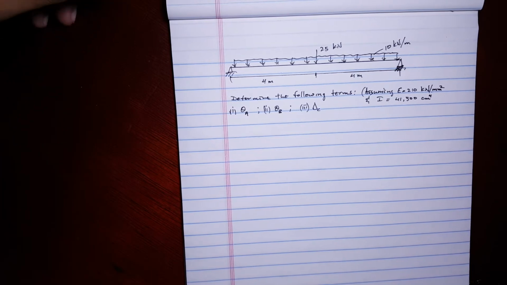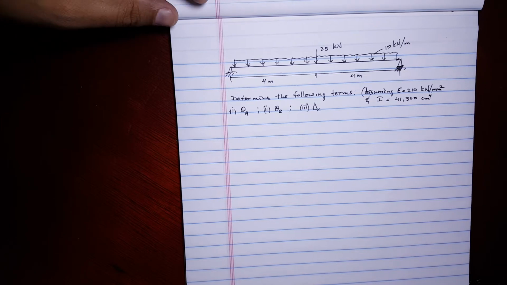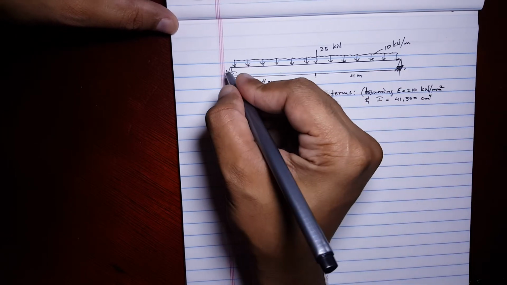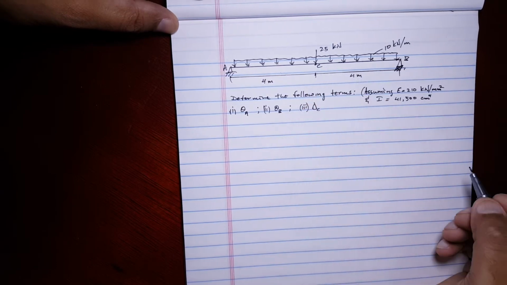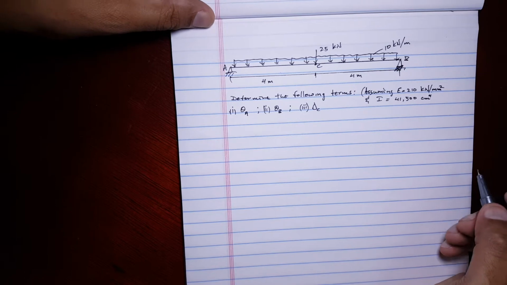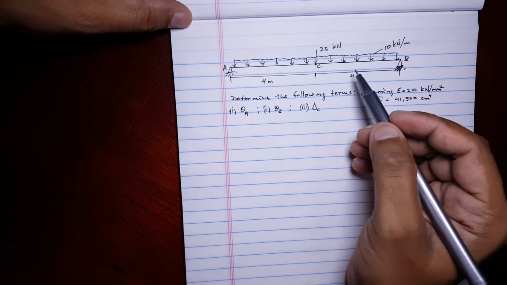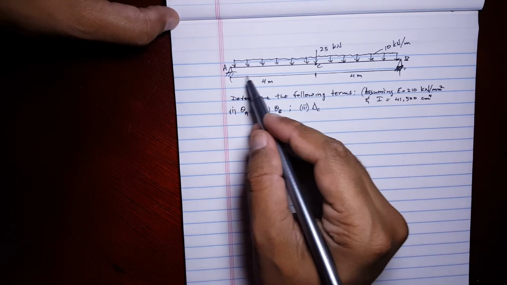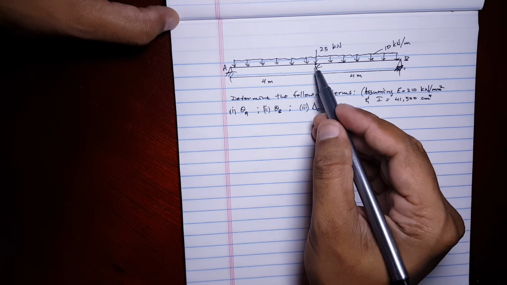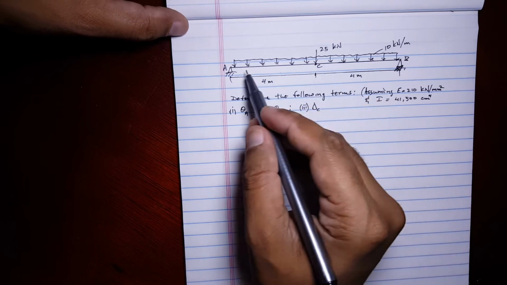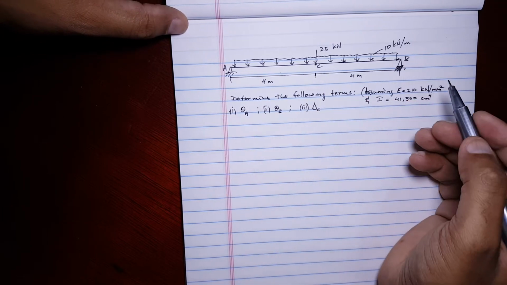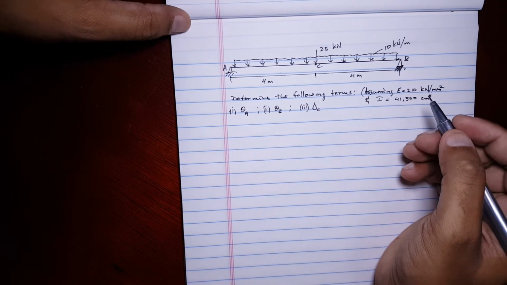Alright, so given this question, to solve this question, we start off by finding out the reactions at the two supports. This is A, this is B, and that's point C. Since this is symmetrically loaded, the span from A to C is 4 meters, from C to B is 4 meters, with a 25 kilonewton point load and a 10 kilonewton per meter UDL.